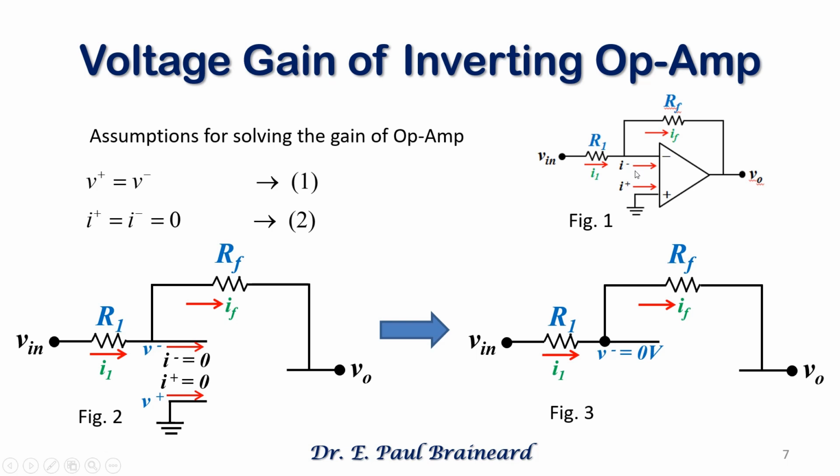Let me remove the op-amp as there is no current flowing into it. This results in a circuit which looks like this. Applying both conditions results in a simple circuit shown in figure 3. This is basically the op-amp circuit after incorporating the assumptions. The op-amp circuit with assumptions applied is more or less like a series circuit, shown in figure 3.